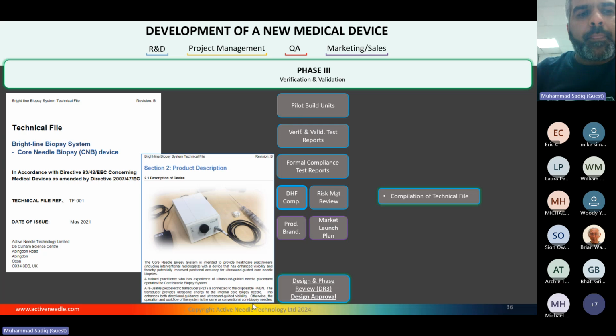And if you've done everything well, captured everything properly based on your quality management system, at the end you would have this technical file, and a big part of this technical file is your design history file document that I covered right at the beginning of the talk.